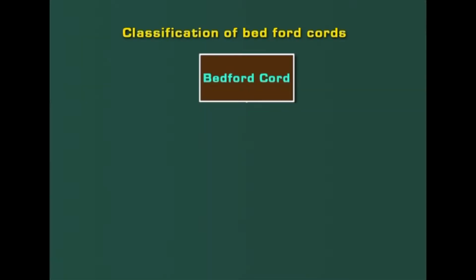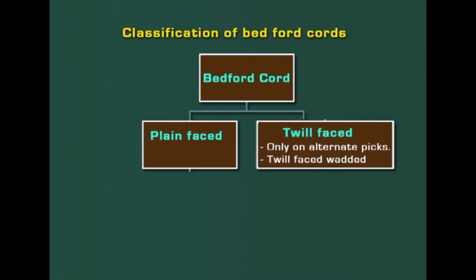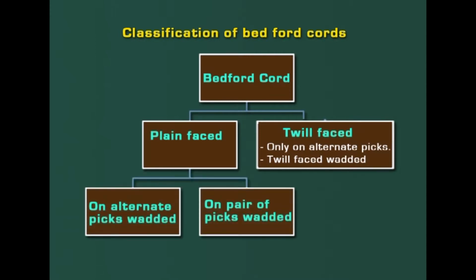Classification of Bedford cords. Bedford cord is mainly classified into two categories: plain faced Bedford cord and twill faced Bedford cord. Plain faced Bedford cords can be made on alternate picks and on pair of picks. Irrespective of where they are made, wadded ends are used for making Bedford cords.